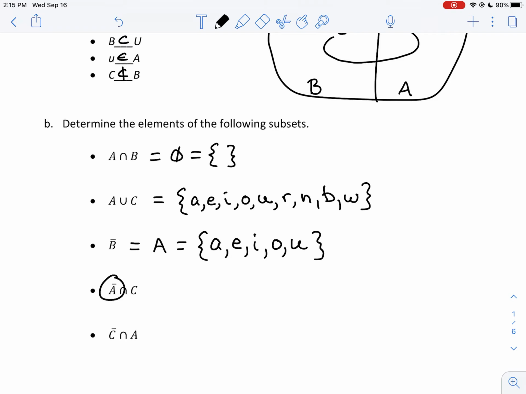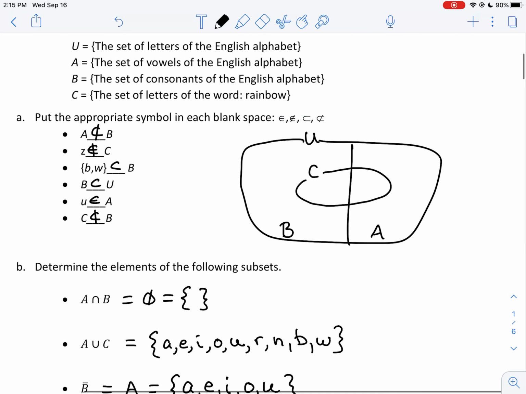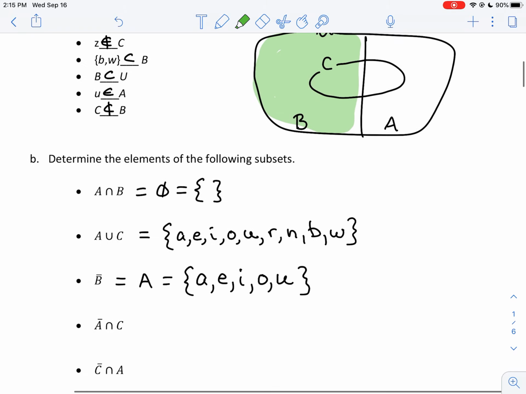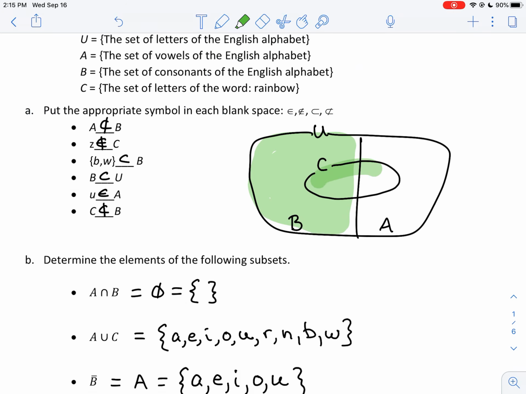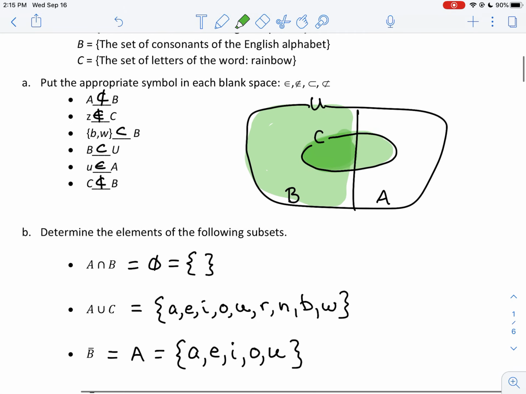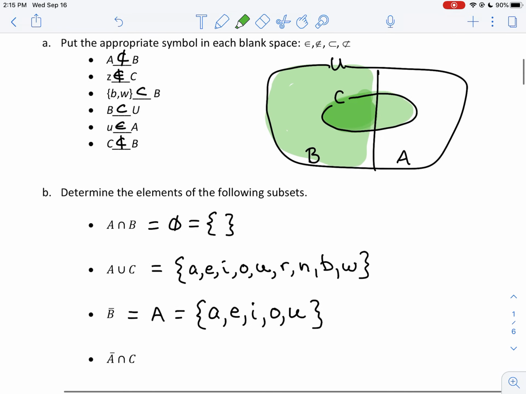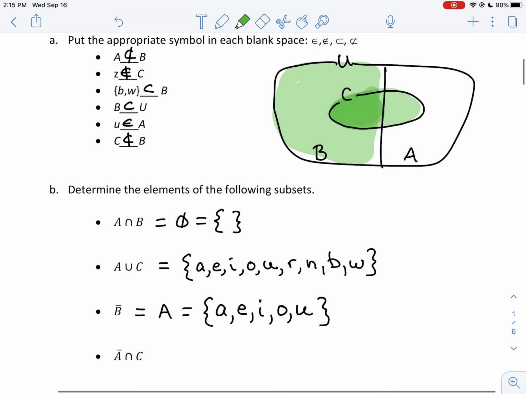This is A complement intersect C. So in this picture here, A complement is everything that's not in A. So I'm going to shade that. This is everything that's not in A. It's on this side. But now we're going to intersect this with C. So everything in C I shade again. But what did I shade twice? That's their intersection. So I'm going to emphasize that right here. That's the intersection. So A complement intersected with C is going to give us everything that's in C that's not a vowel.